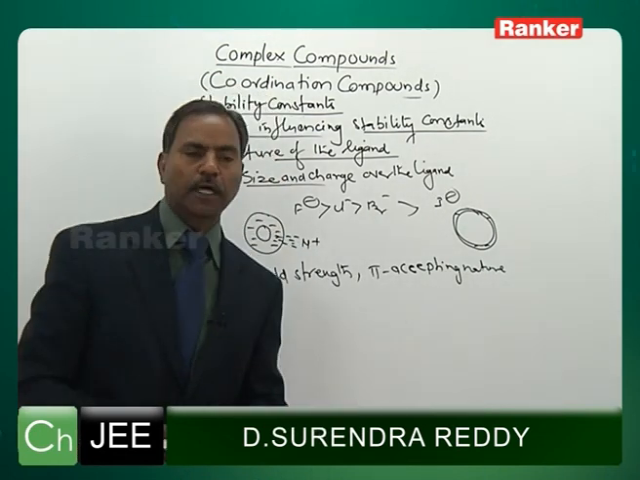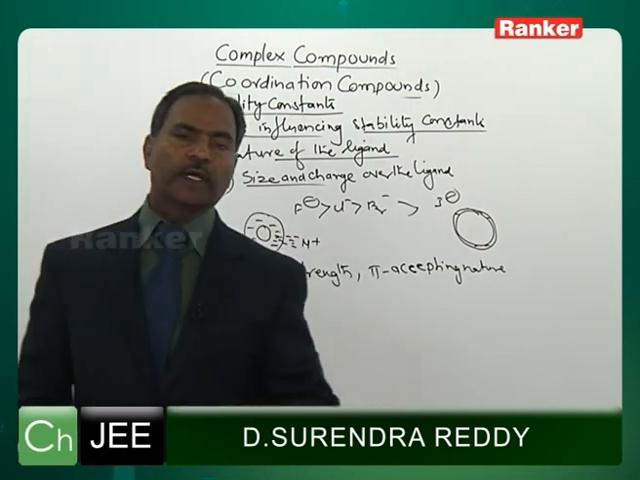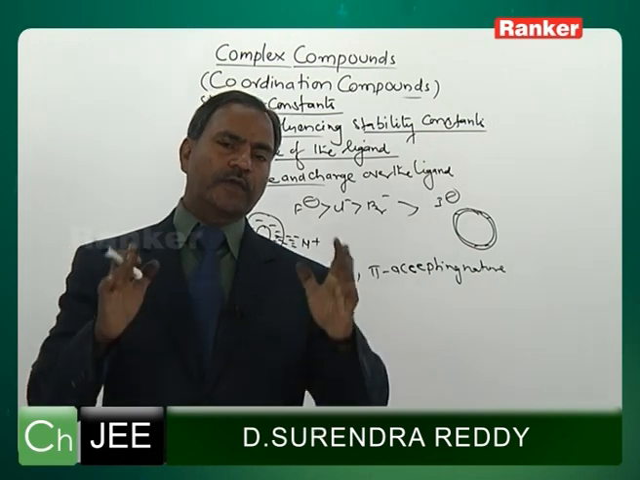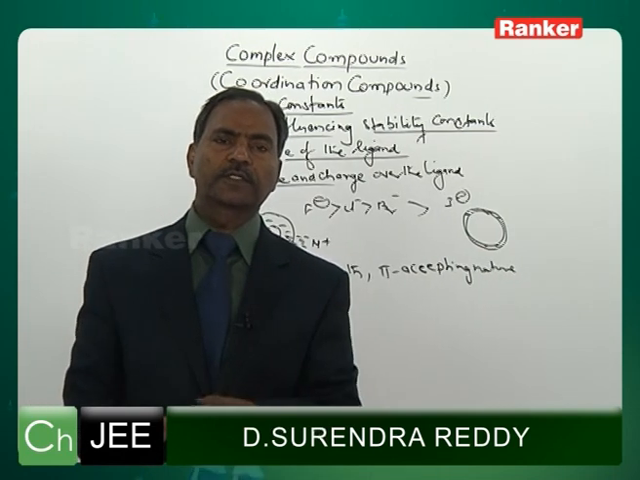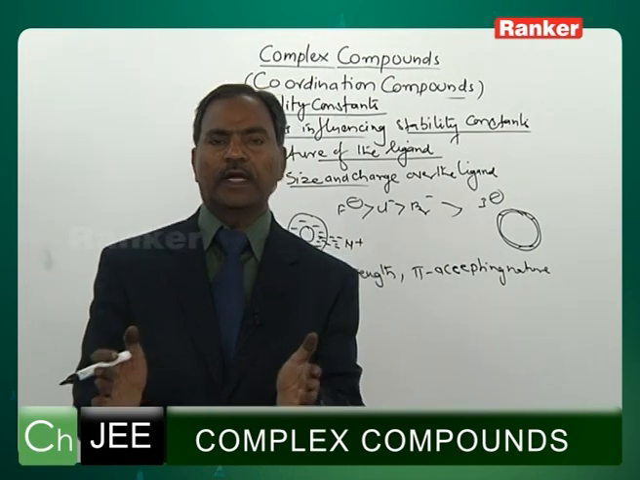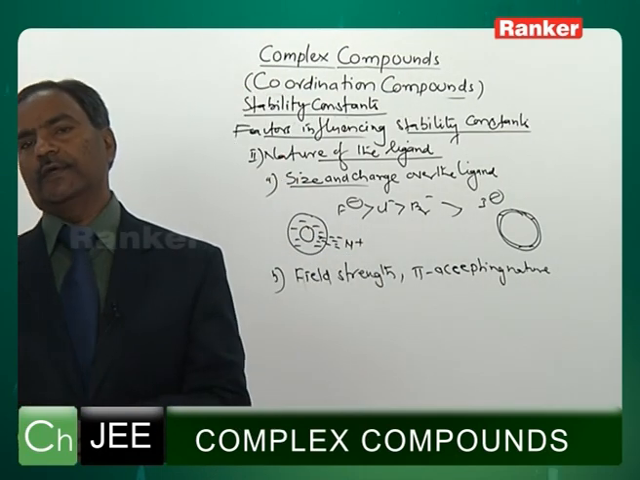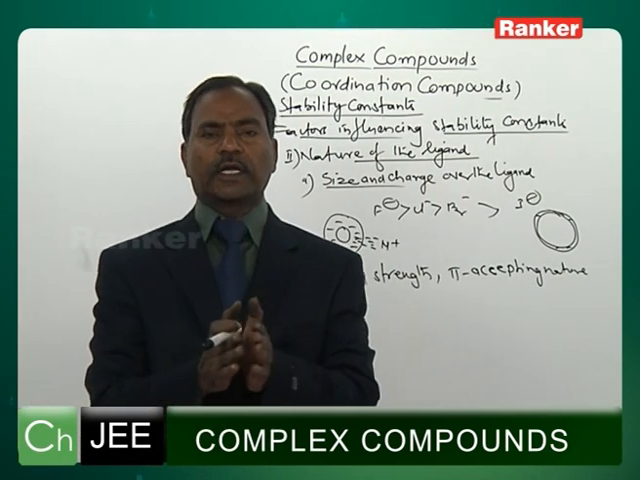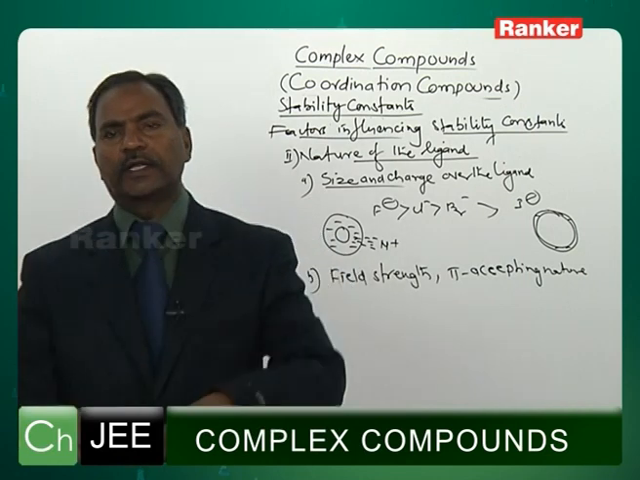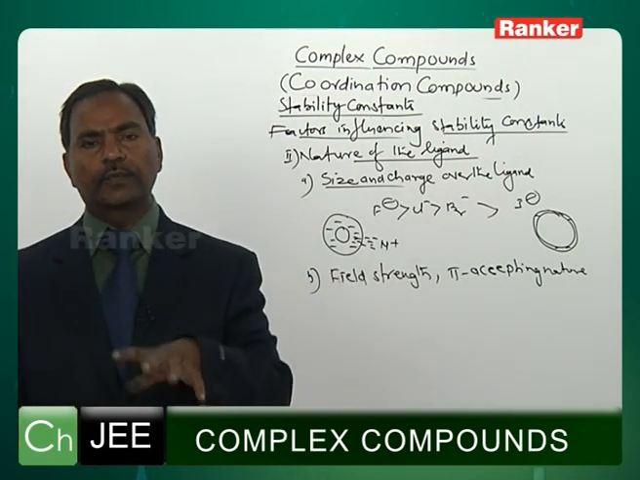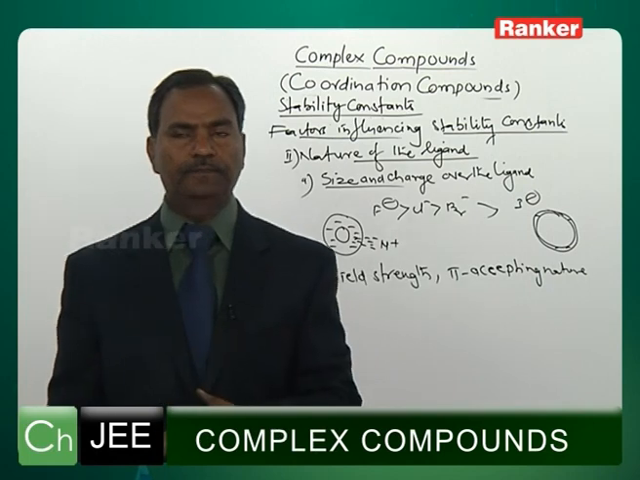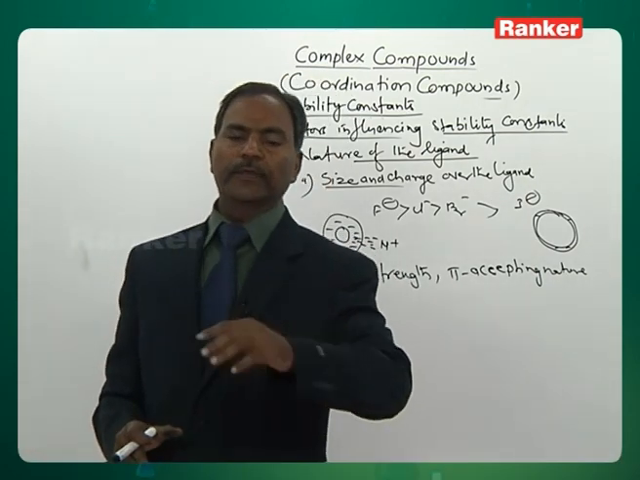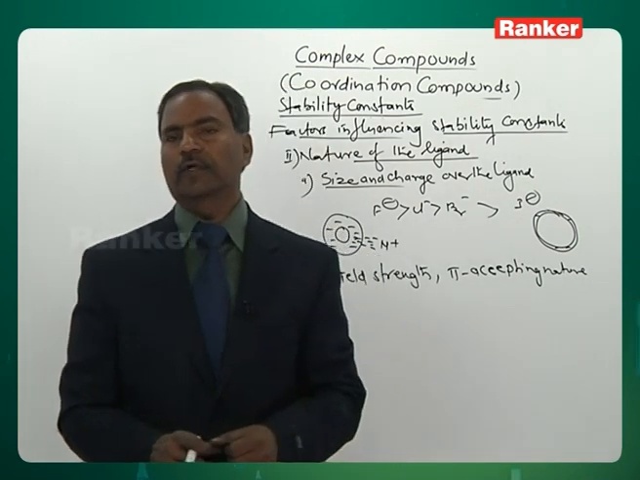Recollect again, we have discussed the spectrochemical series. A strong field ligand and a weak field ligand we have classified. A strong field ligand is actually causing greater splitting of d orbitals, and a weak field ligand is causing lesser splitting of d orbitals. Whenever a strong field ligand is causing greater splitting, electrons are getting paired in the lower energy level, giving rise to a complex with a greater CFSE value.